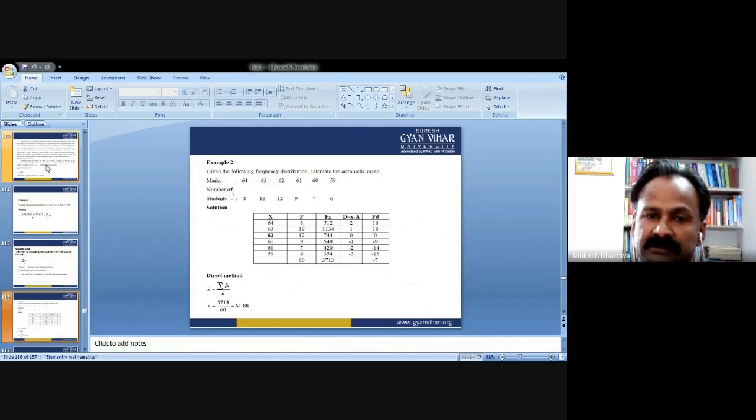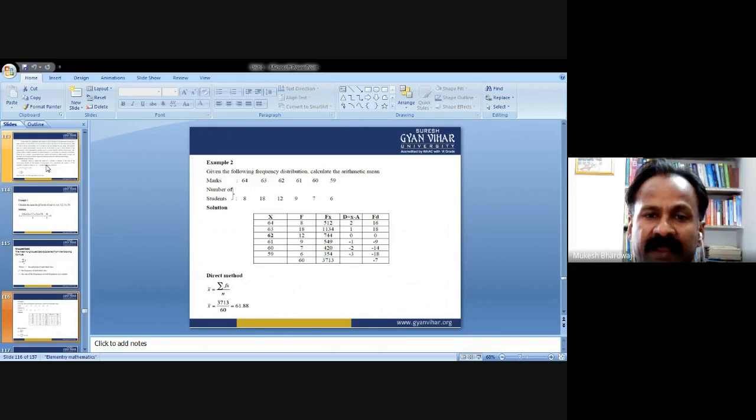Marks are given as 64, 63, 62, 61, 60, 59. And the number of students: 8 students score 64, 18 students score 63, 12 students score 62, 9 students score 61, 7 students score 60, and 6 students score 59. As we observe, this table is called grouped data or tabular form data. So we need to find the average marks of the students. Now, how many students are there?